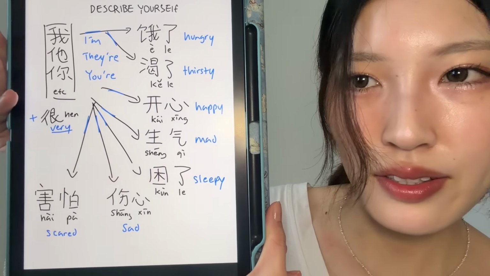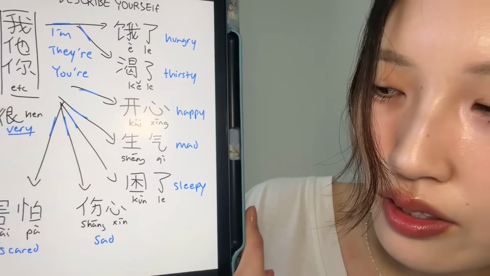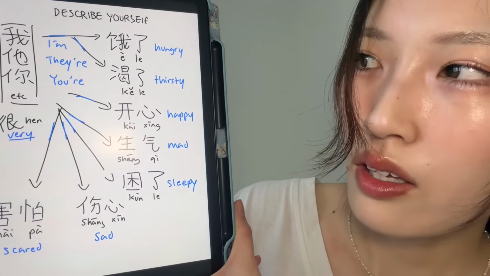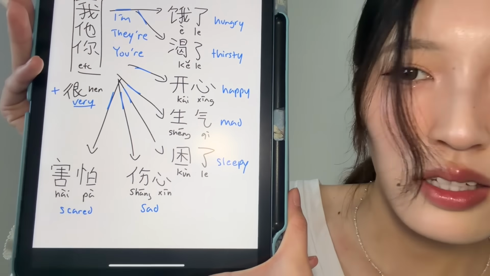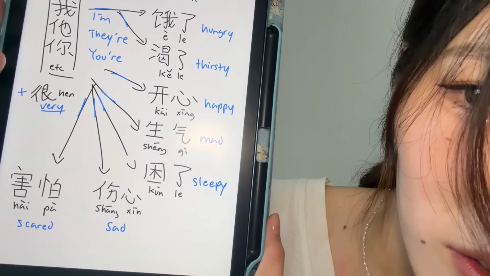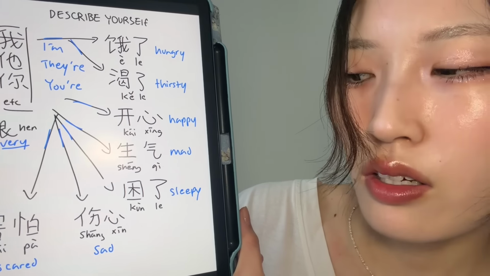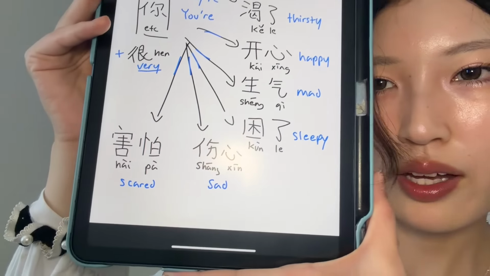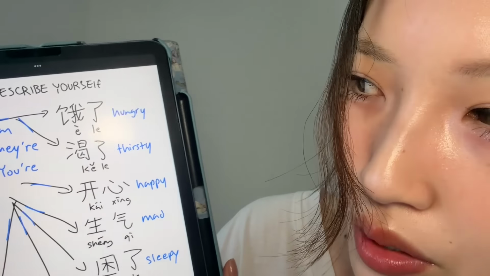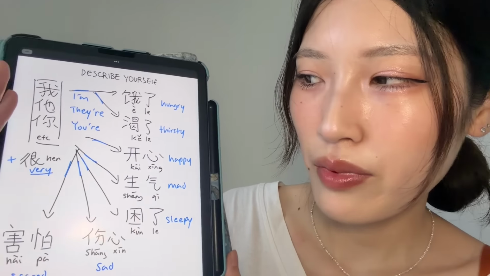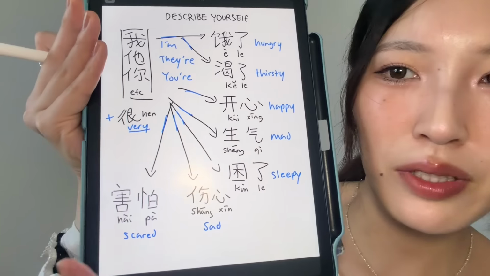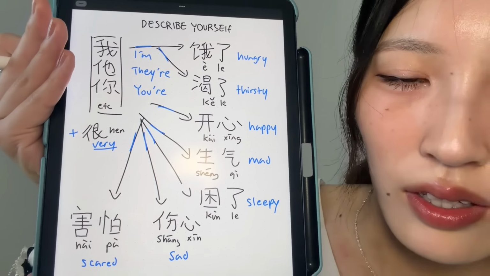我困了, 你困了. You're sleepy. 我伤心, 伤心. I'm sad. 我害怕, 我害怕. I'm scared. Okay. So let's learn how to describe ourselves, okay? And also, this thing over here just means that if you add 很, it just means very.